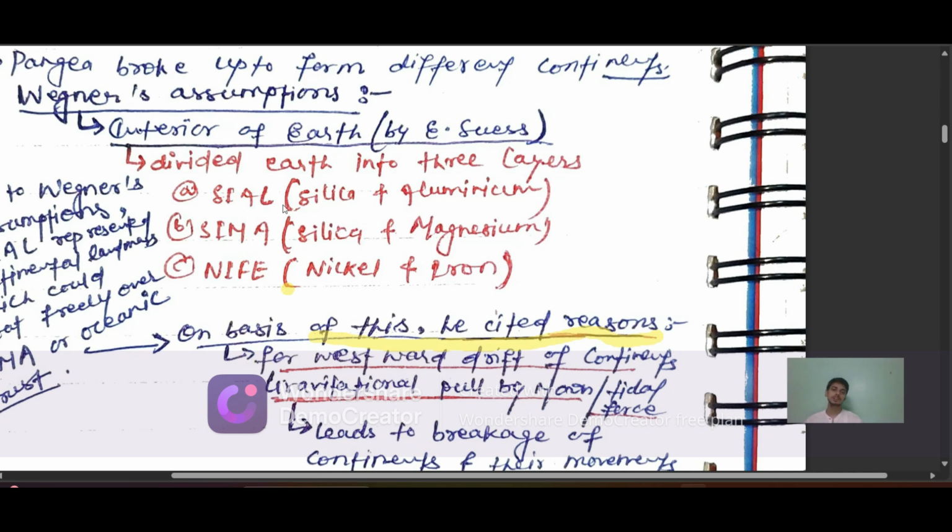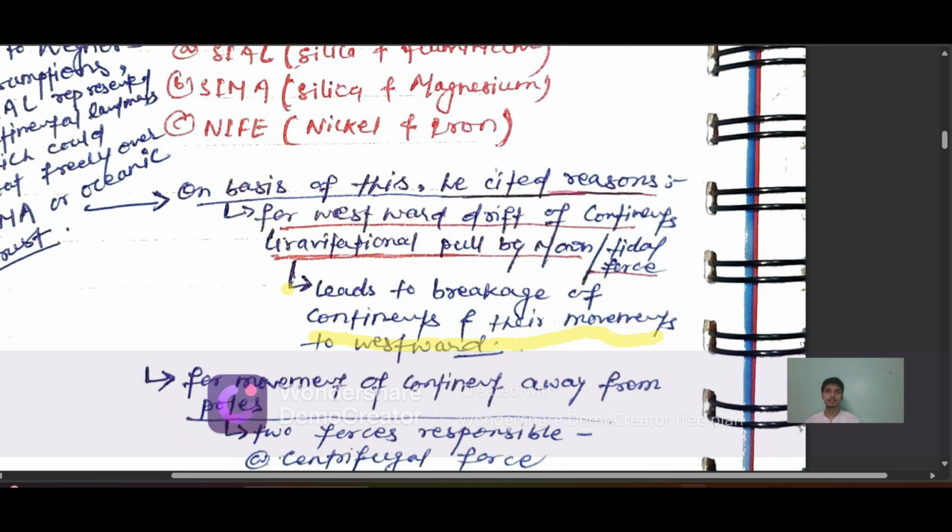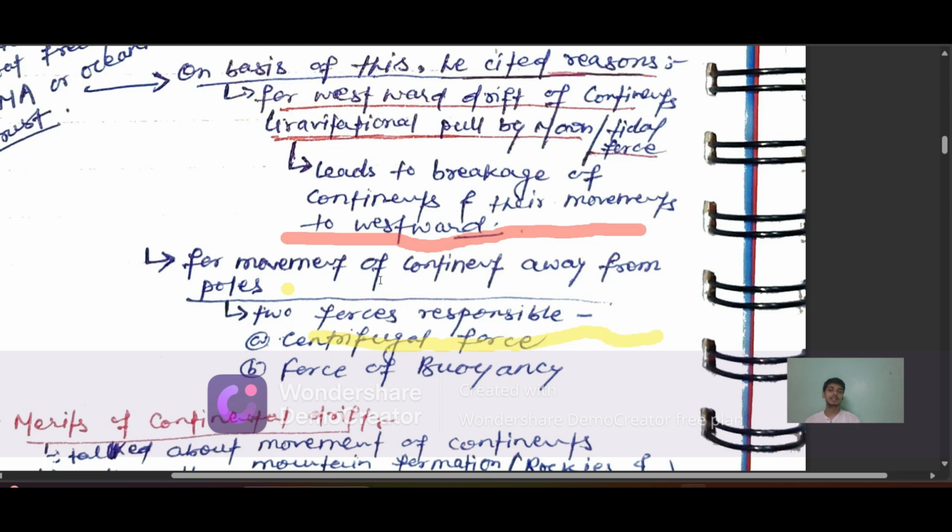So for the breaking of continents, he cited two reasons for the movement of continents away from each other. The first one is for the westward drift of continents: the gravitational pull of the moon, or tidal force, is responsible. This gravitational pull by the moon leads to breakage of continents and their movement westward. And for the movement of continents away from the poles, he said two forces are responsible: centrifugal force and the force of buoyancy. The force of buoyancy, the force applied by water, is called buoyancy.